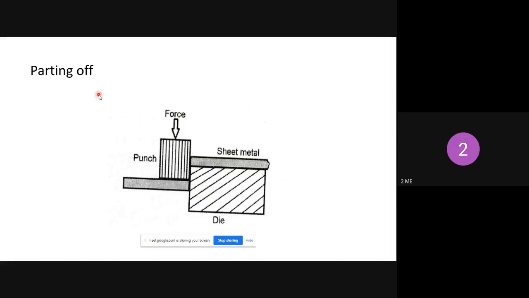Understood, right? Very simple. So cutting the extra portion of sheet metal is called parting off. That is called the parting off operation.